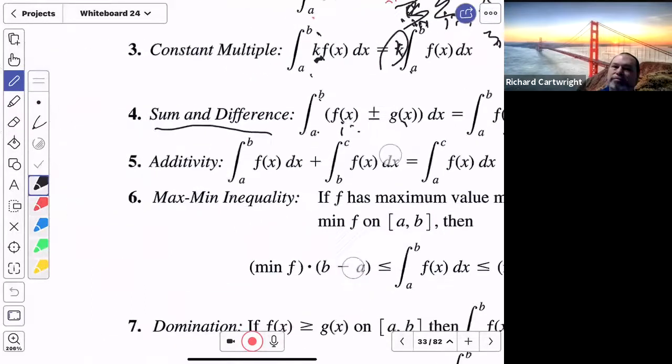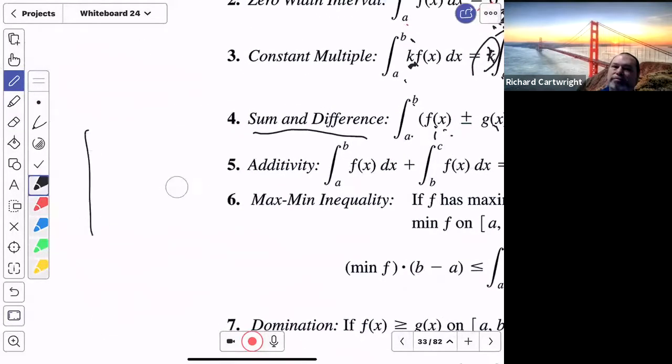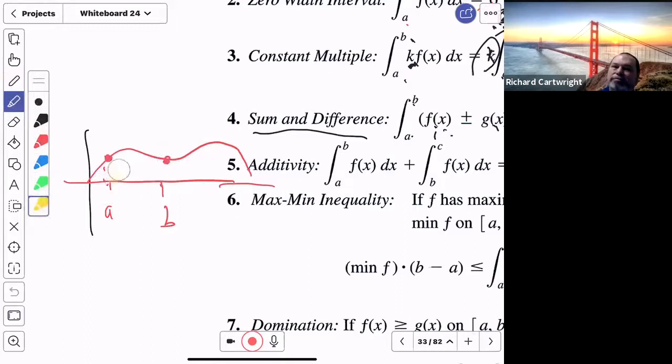Okay, check out number 5. This is something like this. You want to do the area from a to b. So here's a, here's b, starts here, ends here. That area looks like this. Nice and continuous function, and it's beautiful area. It's the most beautiful area you've ever seen.